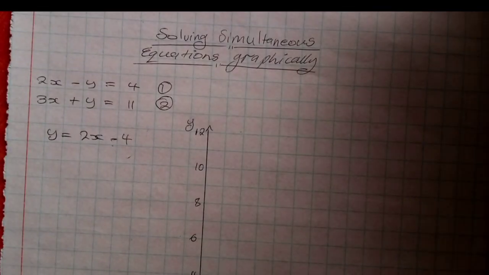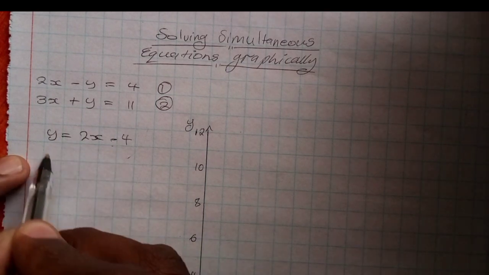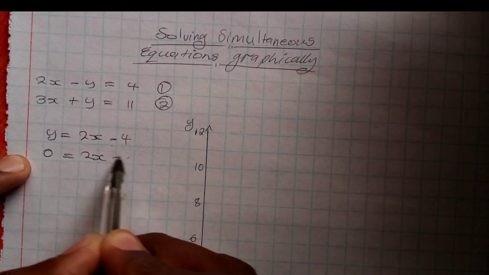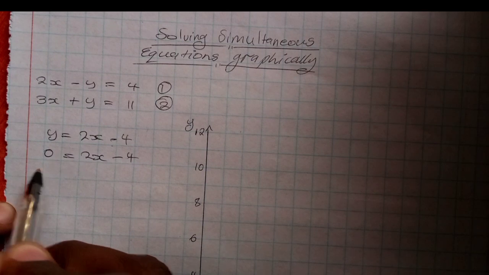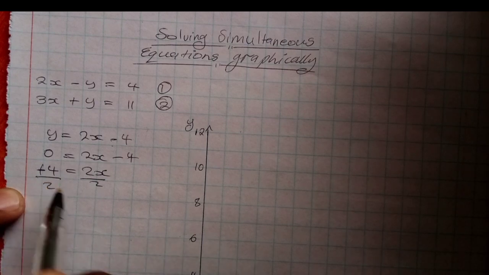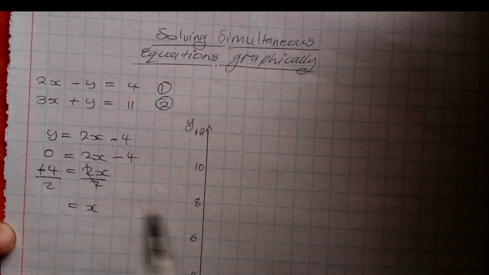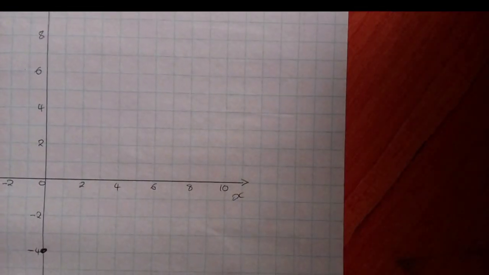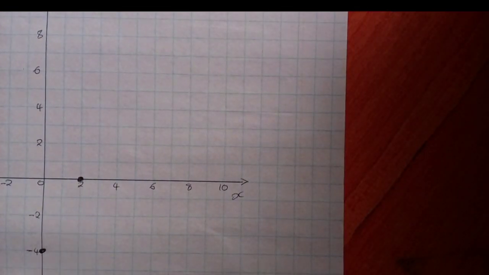Then the next thing that you're going to need is the x-intercept. For you to find the x-intercept, you make your y equal to 0 and then solve for x. So here, you take 4 to the other side of the equal sign, you get a positive 4 equals 2x. Divide both sides by 2, x equals 2. This is the x-intercept, so it's cutting the x-axis at this point here, right?